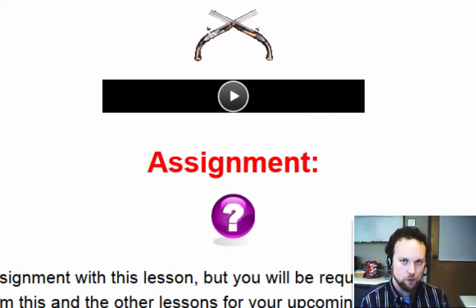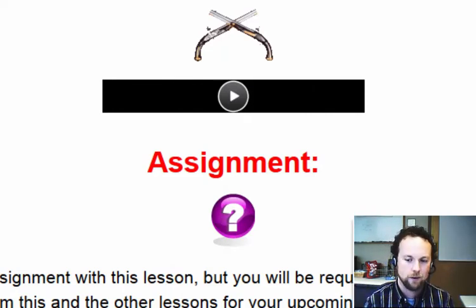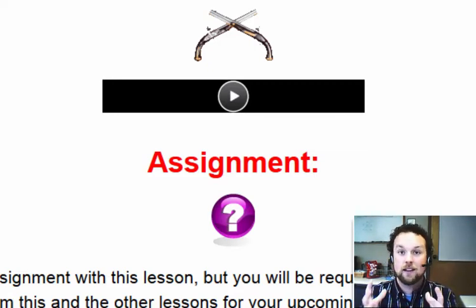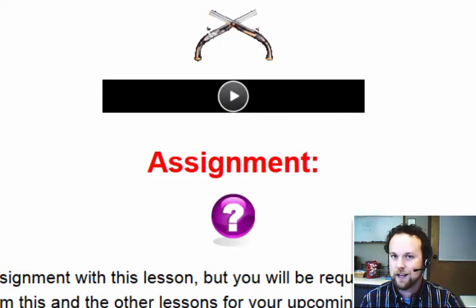Which brings us to our assignment, or lack thereof. There's no written assignment associated with this lesson, but you will be required to know the key terms and the key things that we talked about today in the lesson for the upcoming Chapter 9 test. So the key terms, and specifically the impact of the Alien and Sedition Acts, and the things that led to the decline of the Federalist Party and the election of Thomas Jefferson as the third president of the United States.